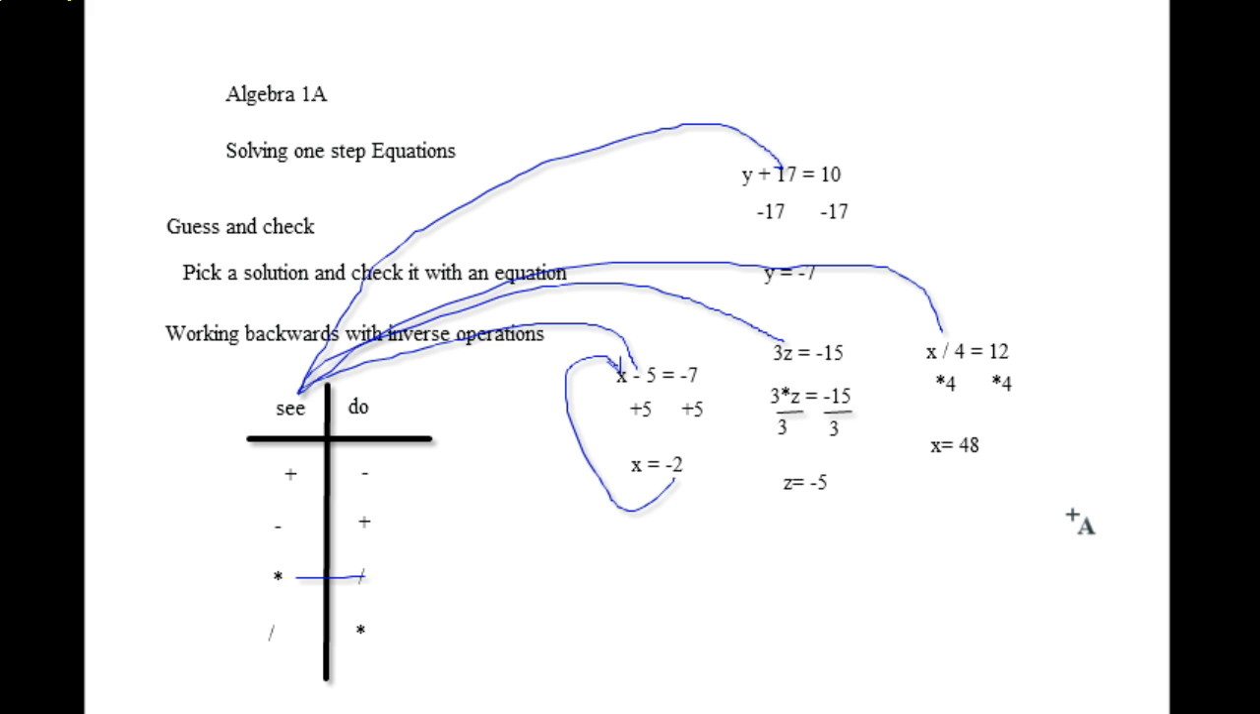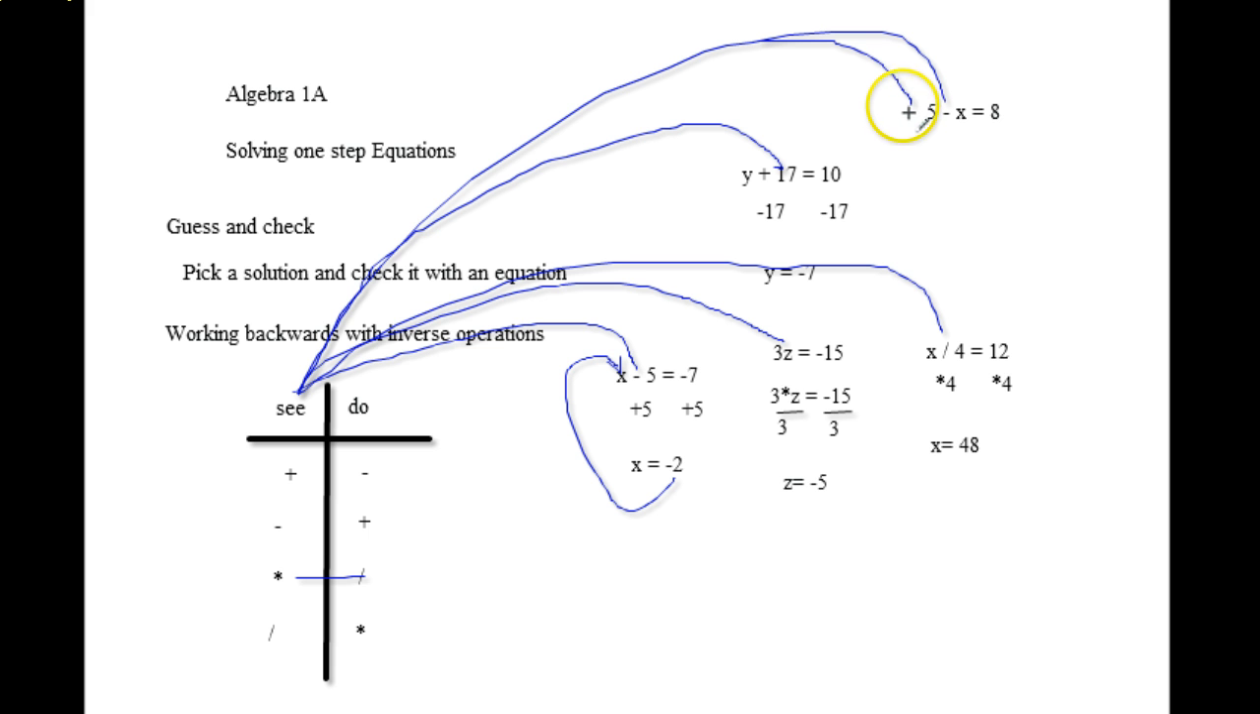However, you do not want to go too fast through this process and forget your basics. For example, one that commonly trips people up: 5 minus x equals 8. A lot of people will go, what do I see? I see subtraction. That's where you're wrong. What you actually see is a positive 5 minus x equals 8.